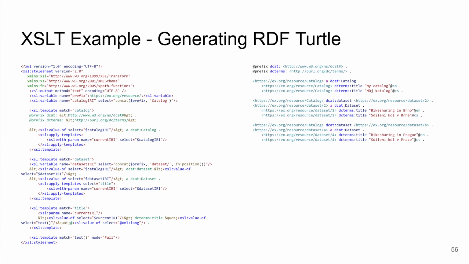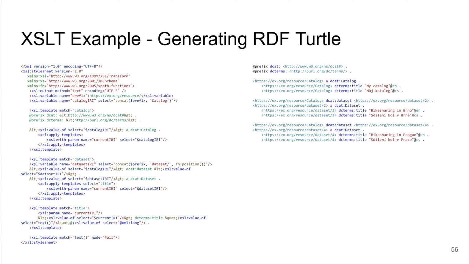Another example of an XSLT transformation here allows us to actually generate an RDF turtle file out of the input XML file. So here we again work with the same data catalog, but our template matching the root catalog element generates the prefixes and then generates the turtle document that you can see in the right hand side of the slide, which is a valid DCAT representation of the data catalog.